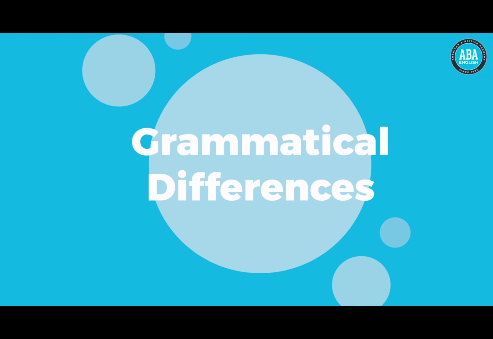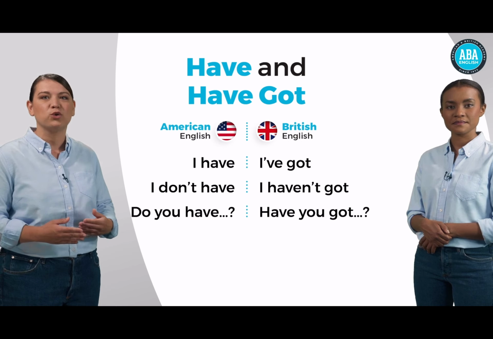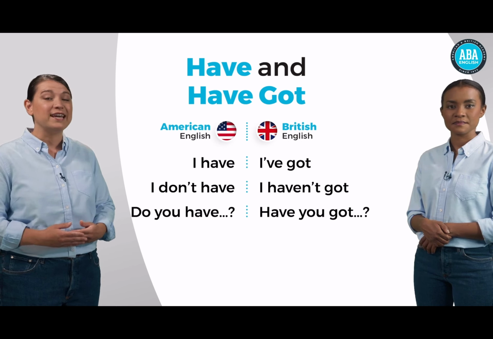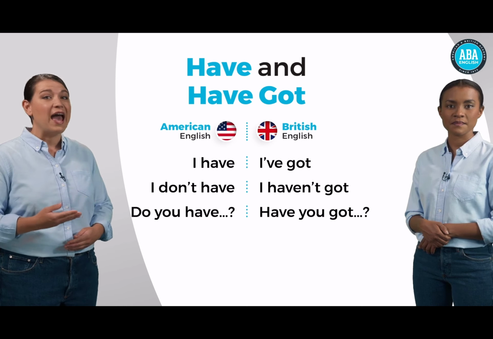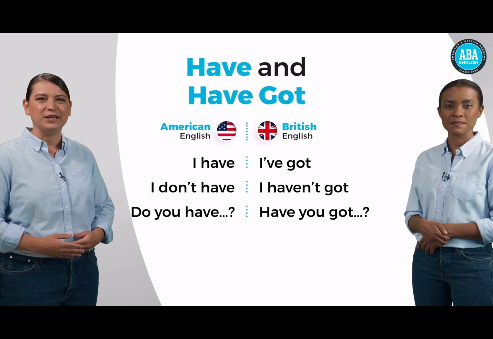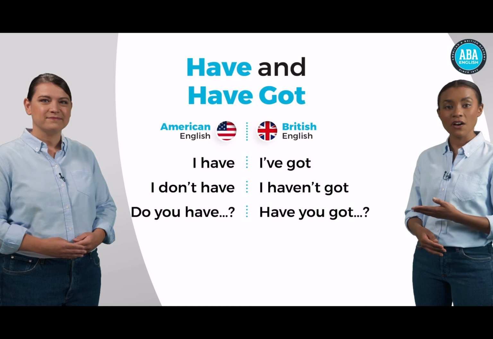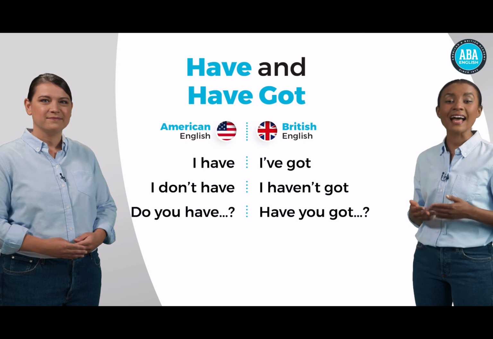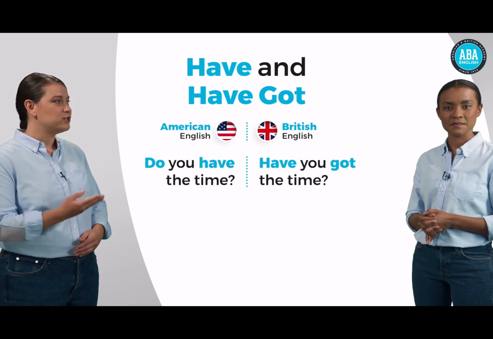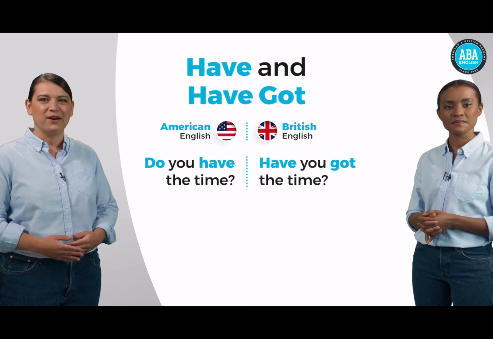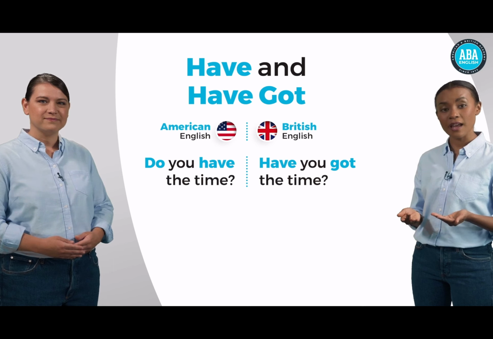Grammatical differences. Let's begin by learning the most important American and British grammatical differences. Firstly, in American English, the forms I have, I don't have, and do you have are very commonly used. Whereas in British English, the forms I've got, I haven't got, and have you got are more common. For example, the question, do you have the time, is used in American English. But in British English, we say, have you got the time?